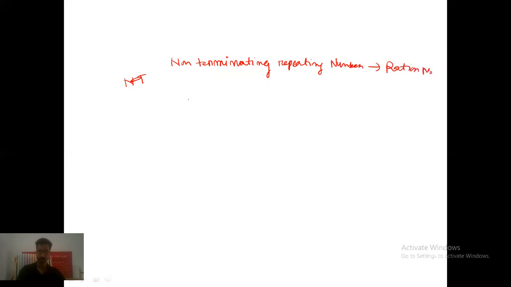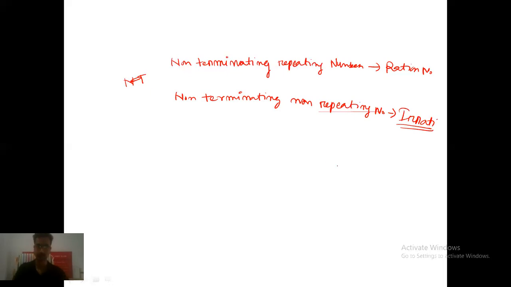But when it is non-terminating, non-repeating, then it is an irrational number. Okay, it is an irrational number. So this is different. In details we are going to discuss.